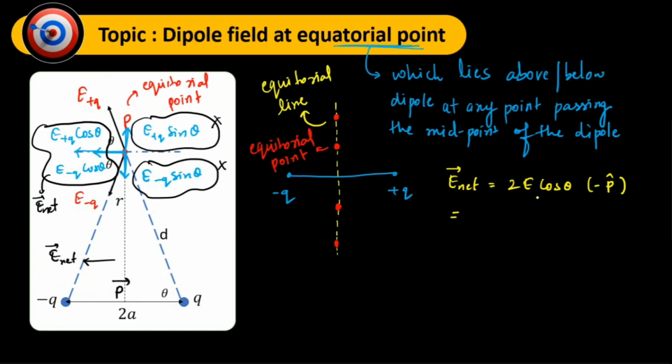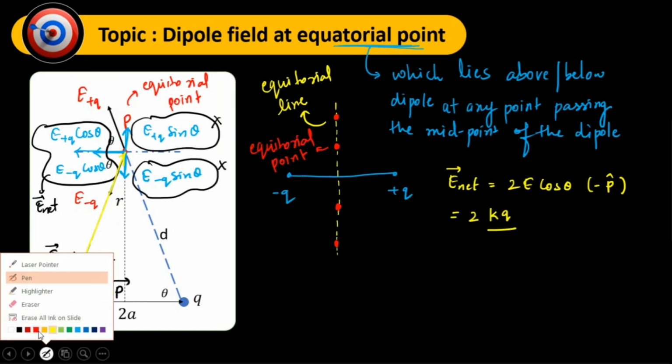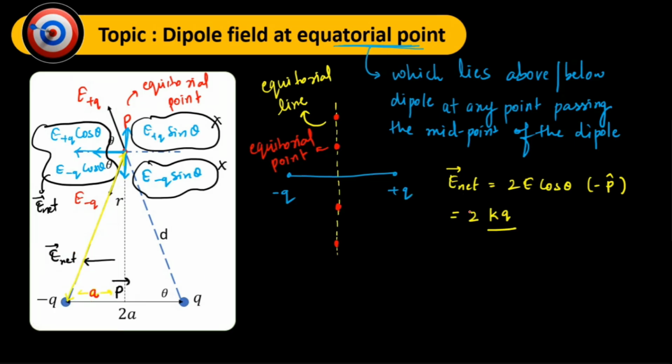So let us try to substitute the value of electric field. So what is electric field? KQ by R square. Now, what is R square? That is the question. So R is going to be this distance. This distance is going to be R square. How can we find this? We can find it using Pythagoras. This perpendicular is R and this base is A. So this distance is going to be A square plus R square whole under root.